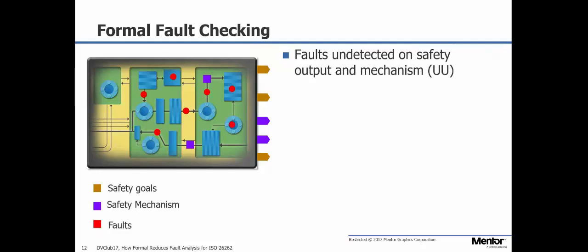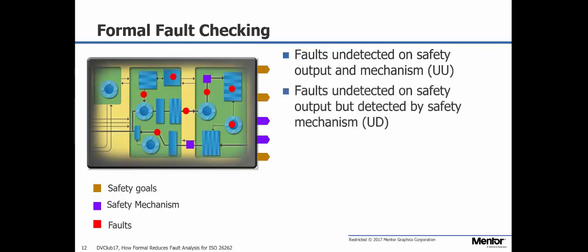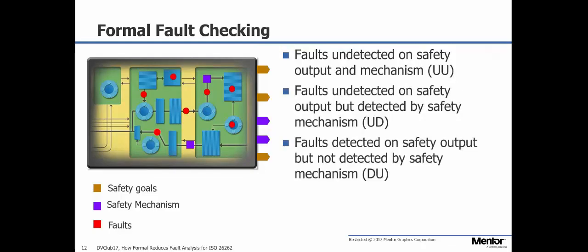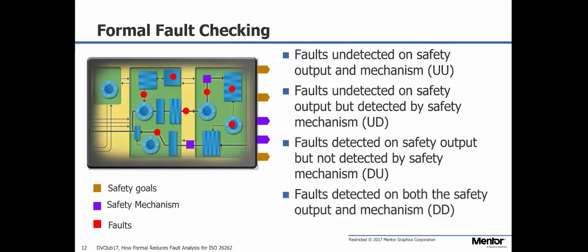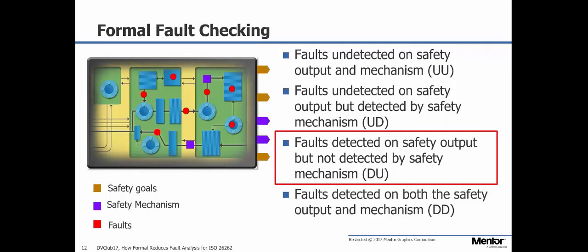Are there any faults that are undetected on the safety output but detected by the safety mechanism? That is the UD category. Are there faults that can be detected on the safety output but not detected by the safety mechanism? And the last one is, are there any faults that can be detected on both the safety output and the mechanism? Of course, the most dangerous ones, which you want to make sure you can capture, are the faults that are undetected on the safety output and not detected by the safety mechanism.